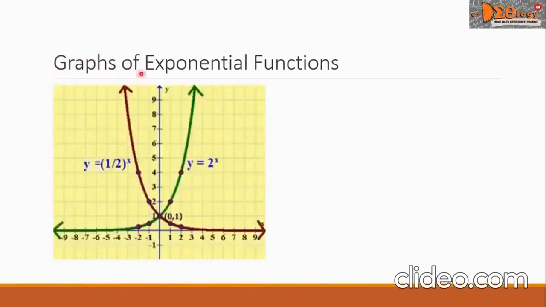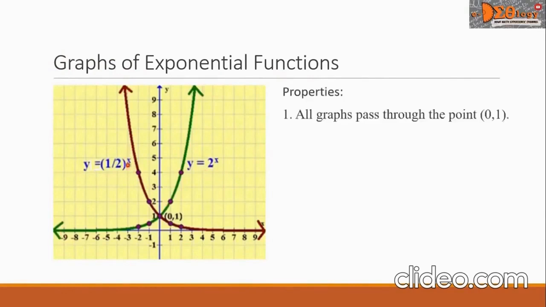Let's go now to the graphs of exponential functions. Here are the respective graphs of our example a while ago. The y equals 2 raised to x and the y equals 1/2 raised to x. Let us study the properties of the graphs of exponential functions, and this is the first one. All graphs pass through the point 0, 1. This is the point 0, 1.